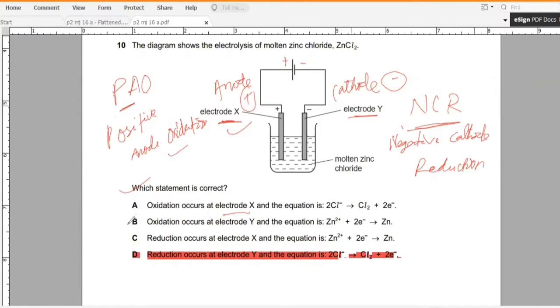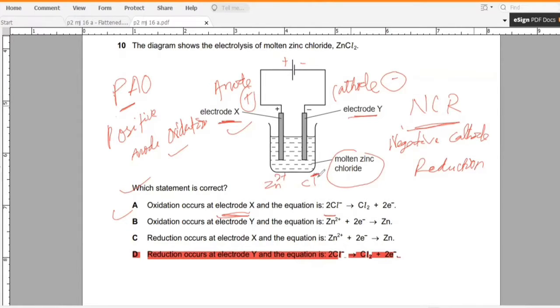So look at the first option. Option A: oxidation occurs at electrode X. The equation is chloride ion loses electrons and gives chlorine. Obviously here molten zinc chloride is there. That means zinc is present as well as chlorine. Okay, zinc 2 plus ion and chloride minus ion are there. So chloride minus ion means excess of electrons, so it has to lose them. So this is the right answer.